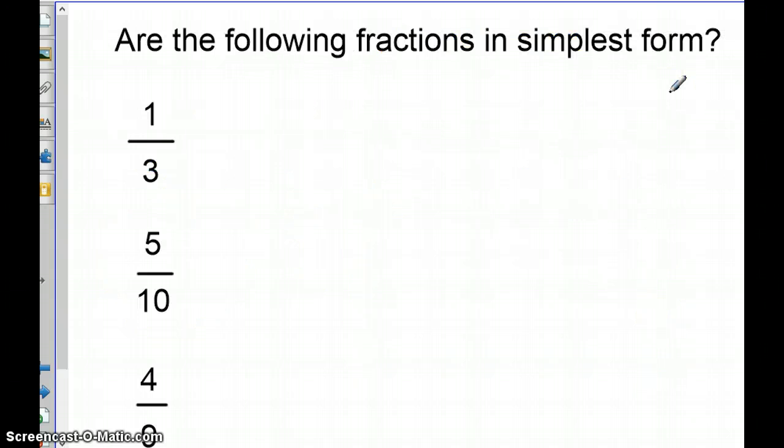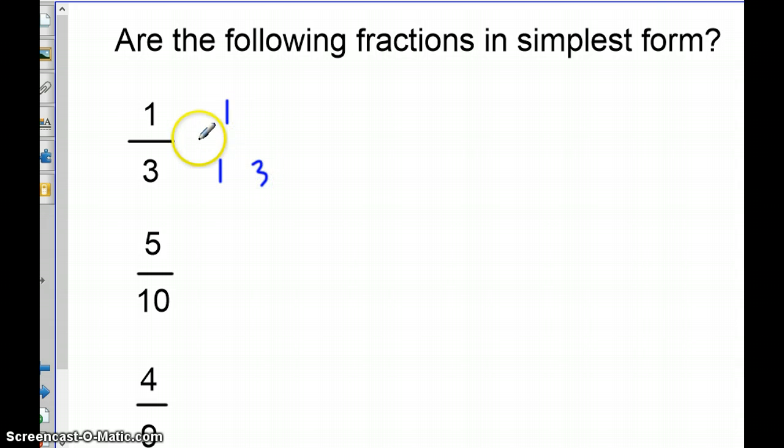So first of all, let's just go ahead and look at some fractions and practice figuring out whether they're in simplest form or not. So this first one, our first example, is 1/3. So again, the way that we figure out if it's in simplest form is we list all of the factors of the numerator and all of the factors of the denominator. That's the first step. So obviously the only factor of 1 is 1. The factors of 3 are 1 and 3.